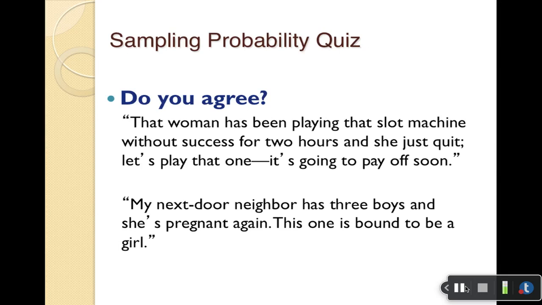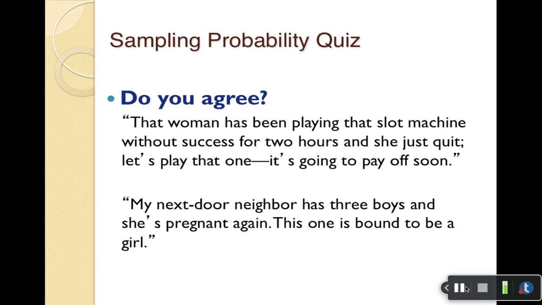So the reason why probability and coincidence is important is because it's really easy to get taken in and see patterns in things that aren't necessarily there. For example, if you've ever been to the casino, you might have someone say something along the lines of, "That woman's been playing that slot machine without success for 2 hours and she just quit. Let's go play that one. It's going to pay off soon." So realistically, it would be the same odds of winning on this machine in those first 2 hours as in the next 2 hours. So the idea that the machine is due or it's hot is something we call the gambler's fallacy, which is the technical term for it in psychology.